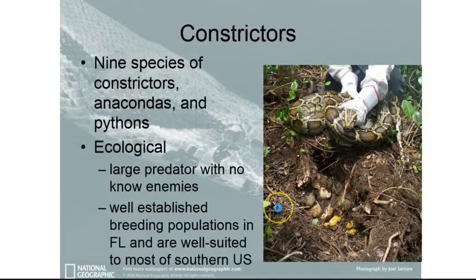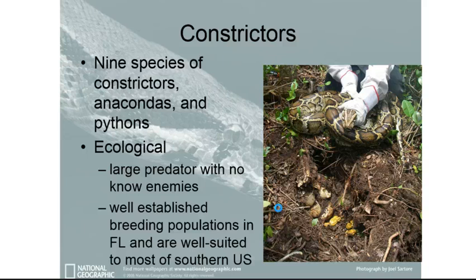Okay. Boa constrictors. Boa constrictors are tricky because they are huge, right? But they now have breeding populations in Florida because the climate and the habitat in Florida and the southern United States is pretty much the same as the habitat that they come from, right? And so in South America.